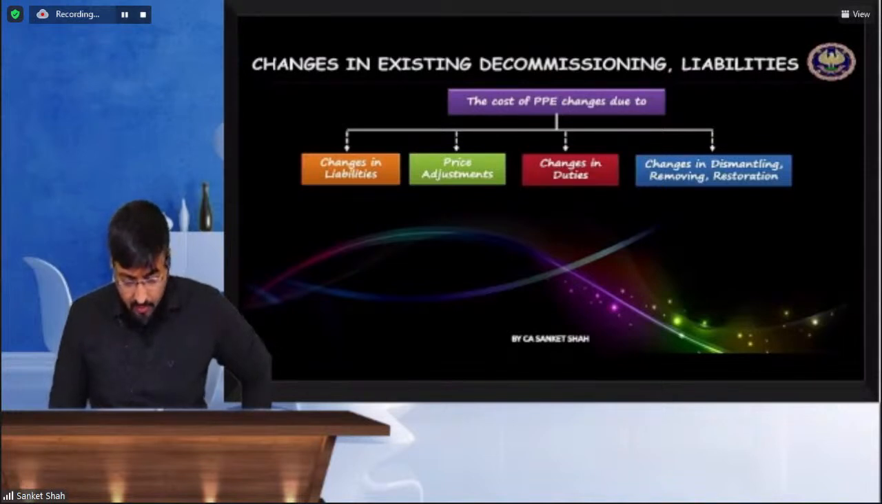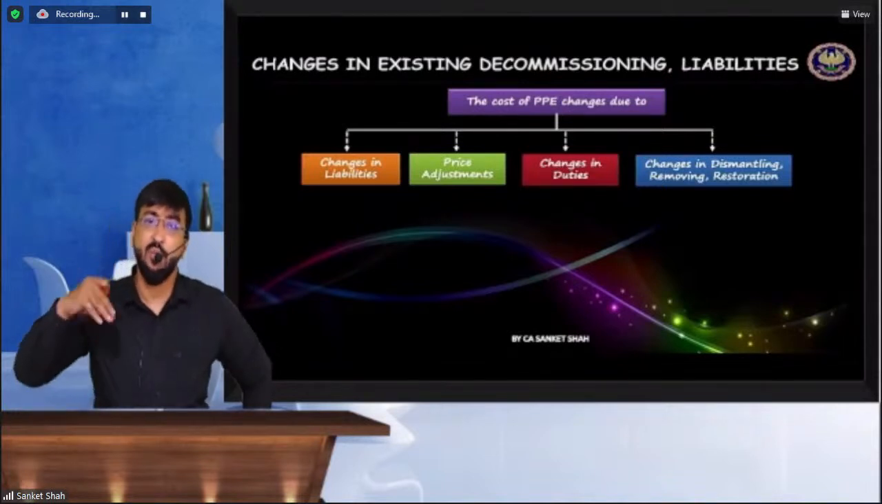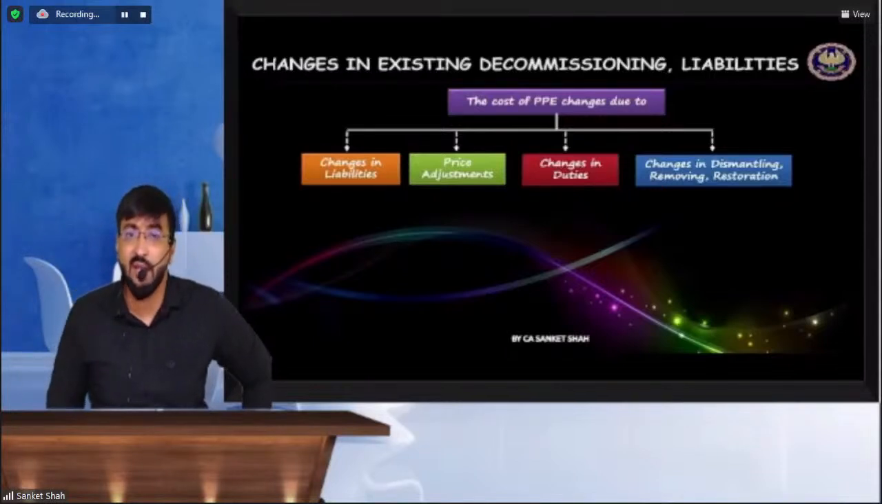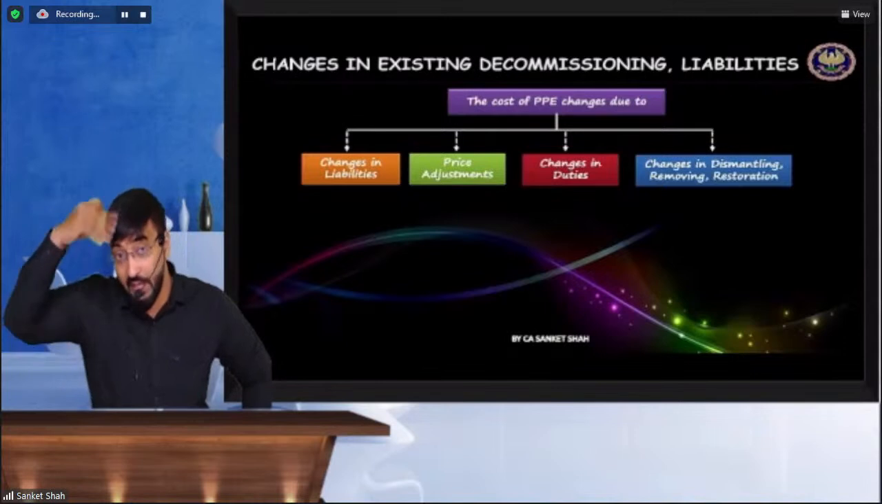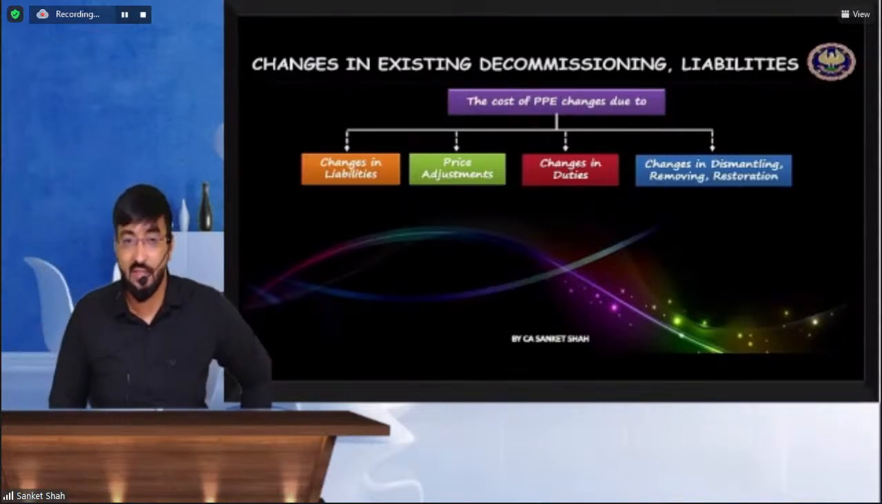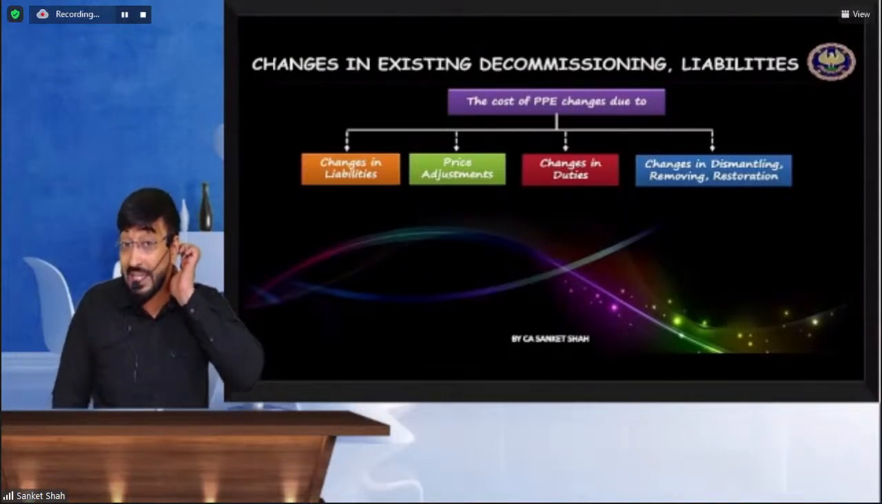Decommissioning means whatever amounts you are going to incur at the time of disposal, any liability at that time. If that liability is changing, for example, you provided for losses for that decommissioning amount of 2 lakhs, but now you think this amount is not 2 lakhs, your removal cost will be 2,50,000 when you are going to discard that asset.